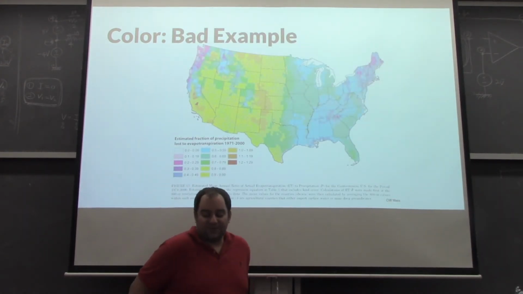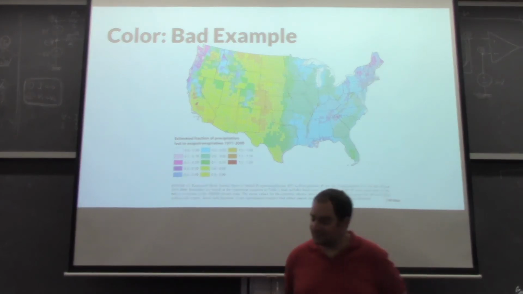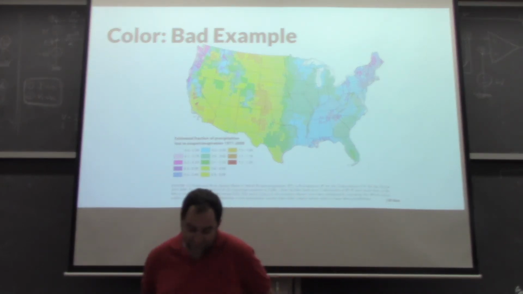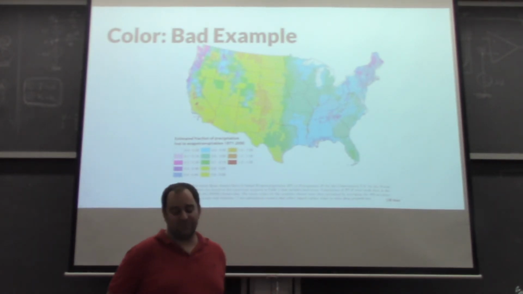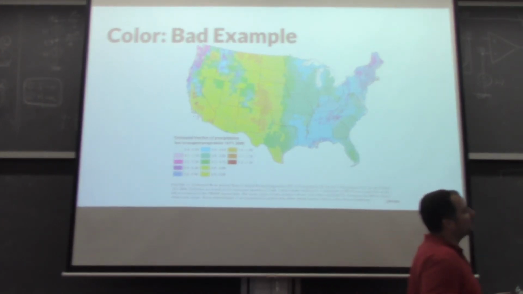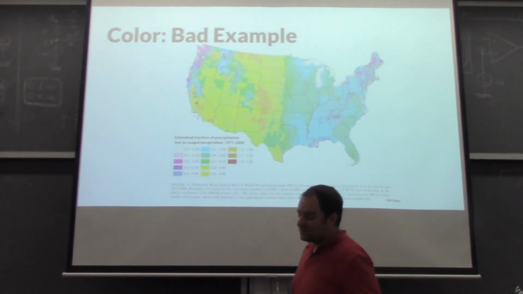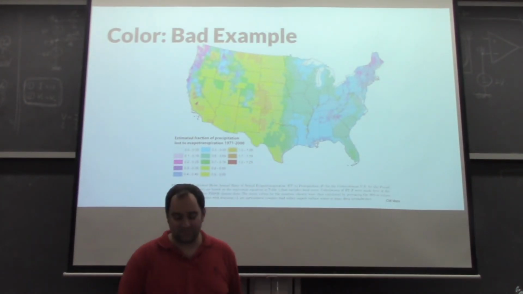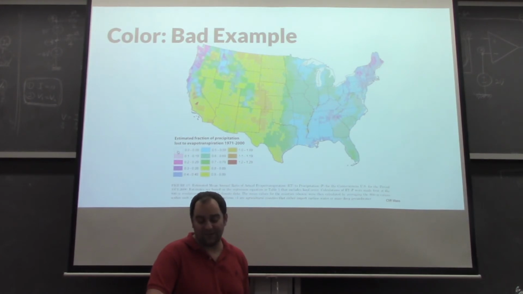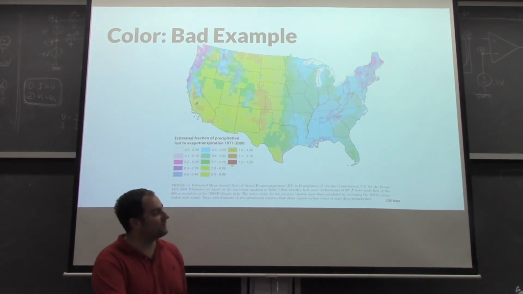So here is a terrible example of a use of color for a quantitative data set. This is estimated fraction of precipitation loss to evapotranspiration, like how much of the precipitation evaporates quickly. And this is a very, very complicated color scale where different colors have completely different meanings, and there's no clear ordering between those colors.